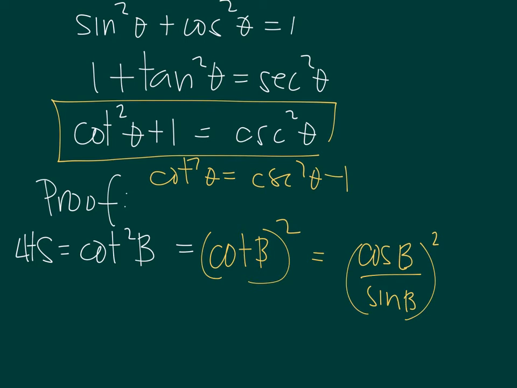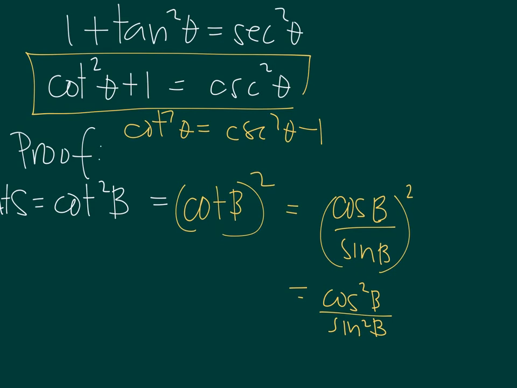Okay, so what can we do next? We write it twice. So this is like cosine squared b and then sine squared b.